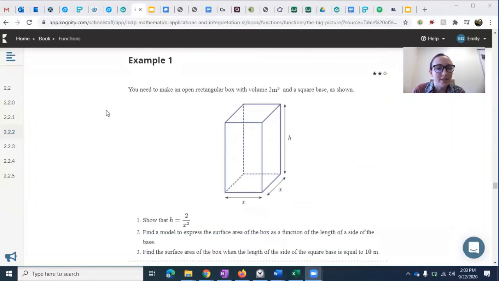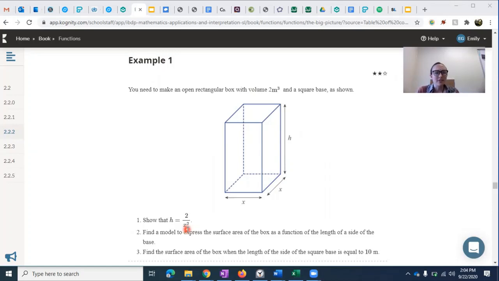This is example 1 from the textbook. It's asking us to imagine that we want to make a rectangular box with a volume of 2 meters cubed. So our unit is meters cubed. And it's going to have a square base, which means that if we look at this diagram, we can see that X is the length of the base and the width. Then we have some number h to describe the height. The first thing we're asked to do is to show that the height equals 2 over x squared.